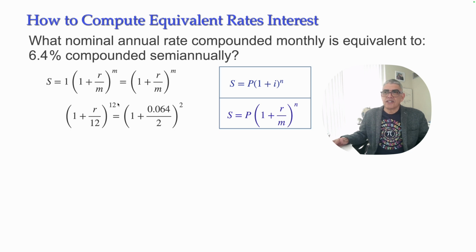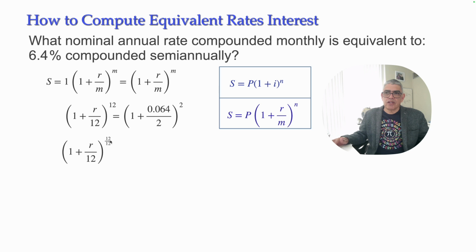So let's do it. To solve this, we are going to solve for R. We know that the exponent on this side is 12, so we can divide both exponents by 12: the exponent on the left side and the exponent on the right side. Here it will be 12 over 12, and here the exponent will be 2 over 12. Let's type it.